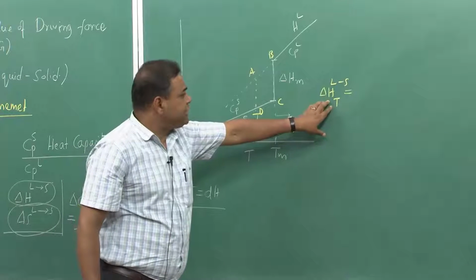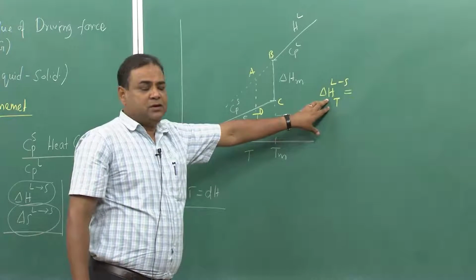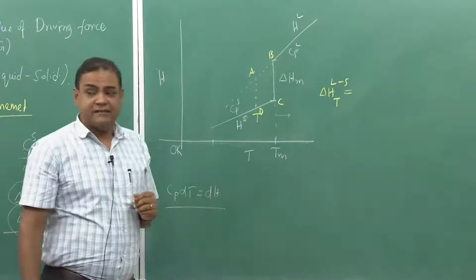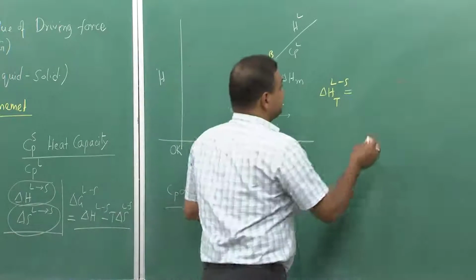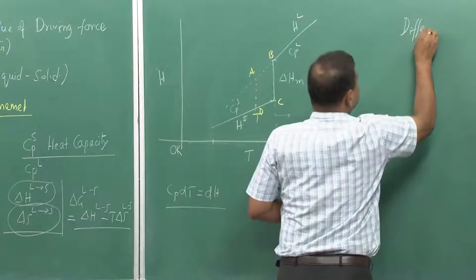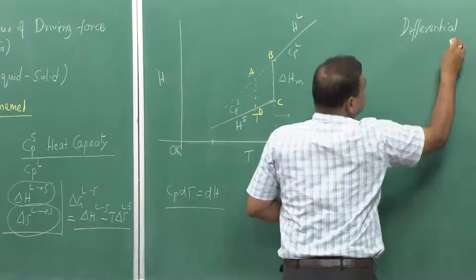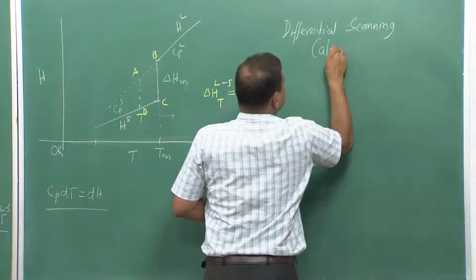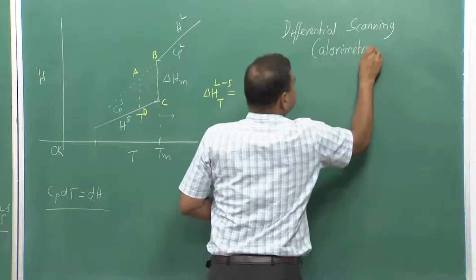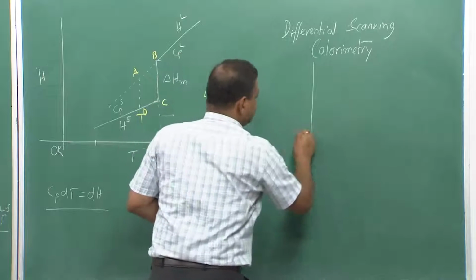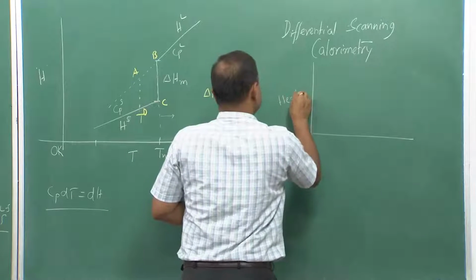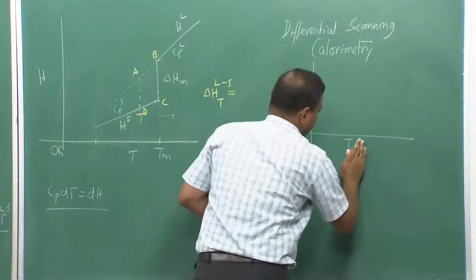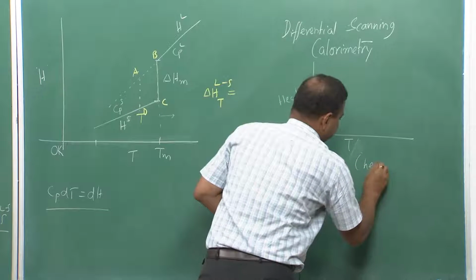Now, when we try to calculate this value, since we know this value, we can calculate it from a simple DSC route, which is called differential scanning calorimetry, which actually plots heat as a function of temperature or time. Here we are considering temperature, and we are heating at a particular heating rate.